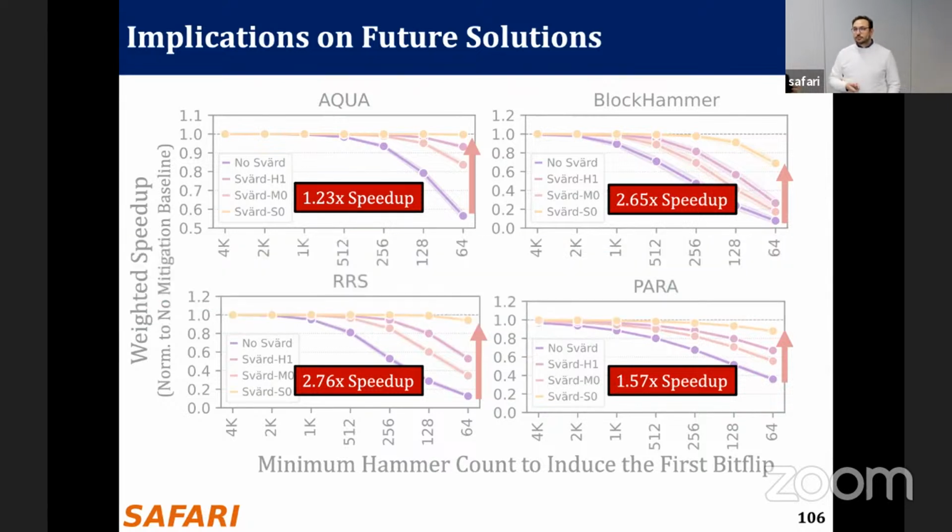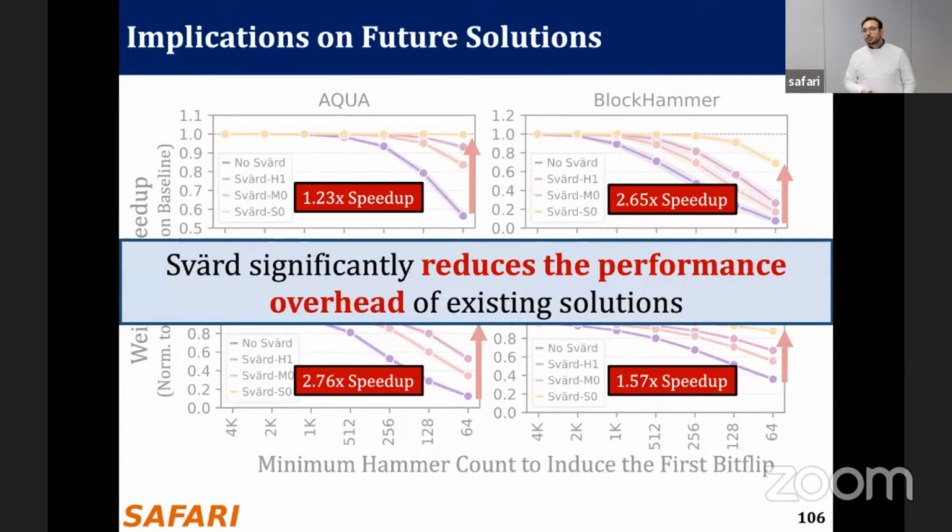And actually, it's important to note that, for example, for RRS or Para or even for Aqua as well, you can see that if you have a very nice distribution of HC first in your module, look at the yellow curve, for example, you can actually have very similar performance to the baseline where you have no RowHammer mitigation mechanism. So it effectively reduces your mitigation mechanism's performance overhead a lot. So Svärd significantly reduces performance overhead of existing solutions.